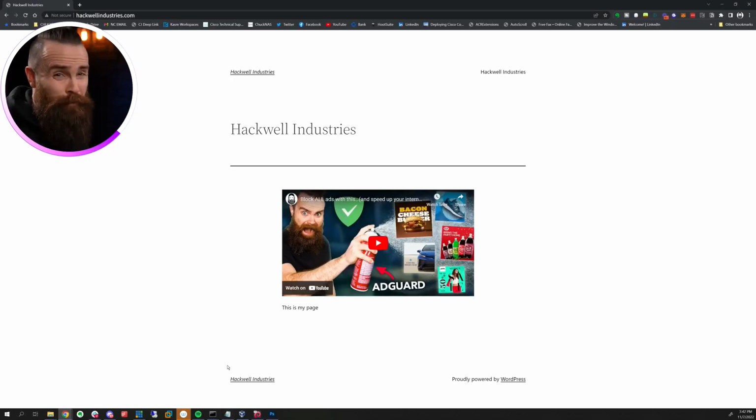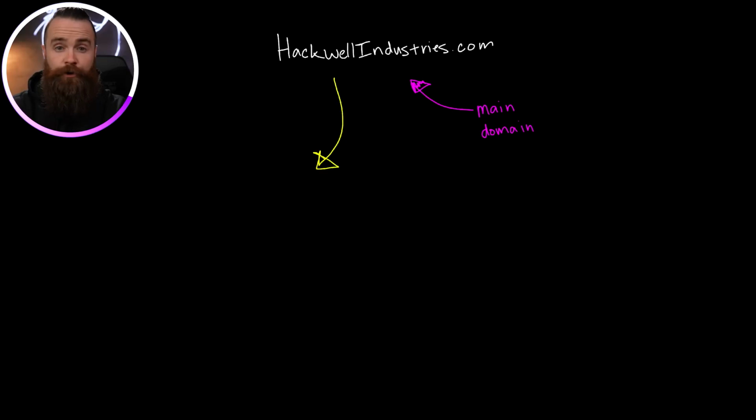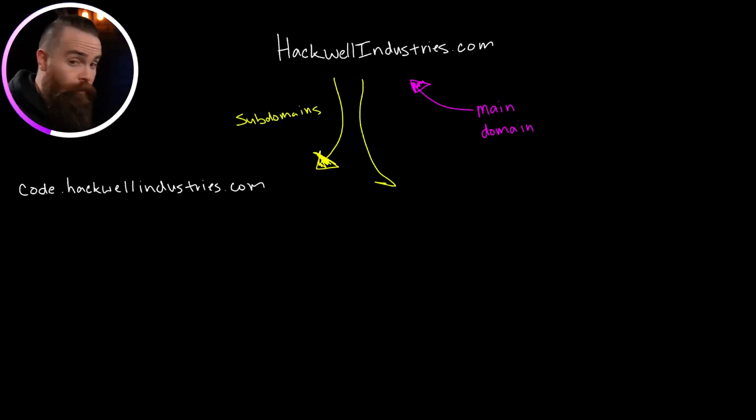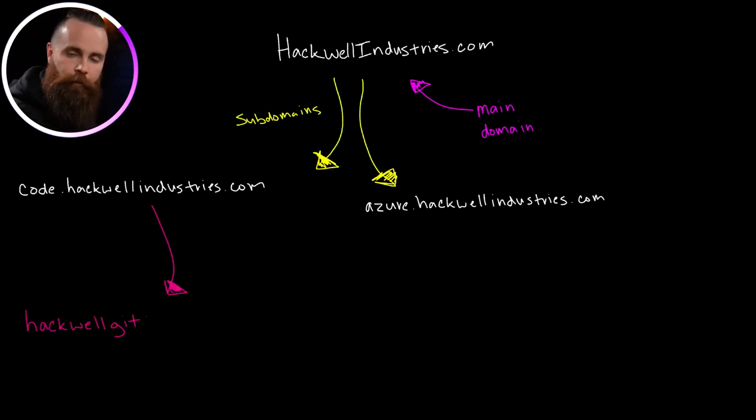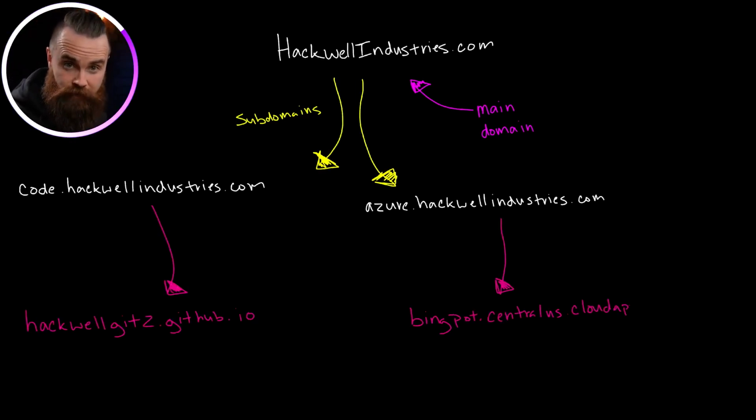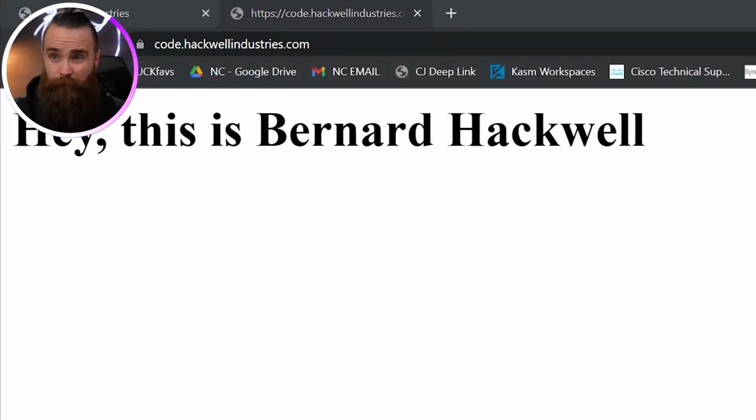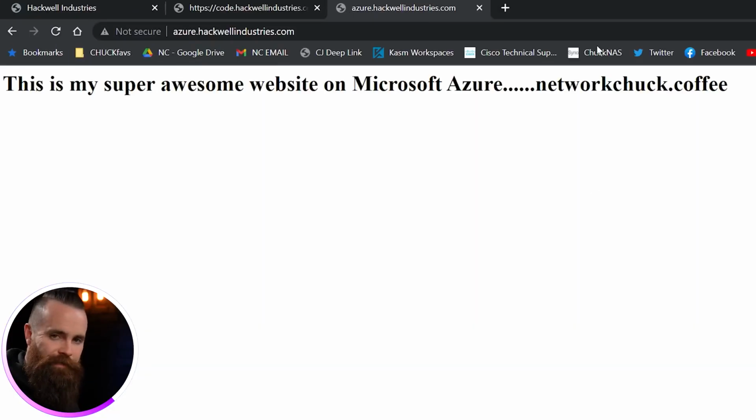So here's how this is going to work. I've got my website, hackwellindustries.com. This is my main domain, my root, and also super professional. Don't be jealous. But we can also have subdomains like code.hackwellindustries.com or azure.hackwellindustries.com. And these will often point to third-party services like GitHub or Microsoft Azure. And right now, everything is dandy. We can go to these websites and everything is right in the world.